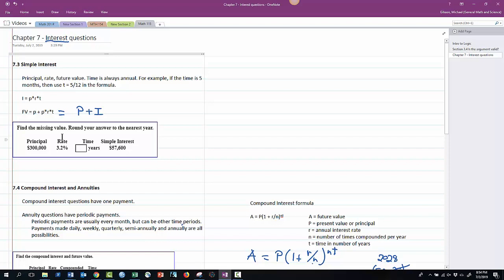All right, so here's a typical problem right here for the simple interest. It says find the missing value, round your answer to the nearest year. Really, in a way, all of the simple interest questions are like this. Some of them are a little more hidden. There are some word questions, but what it comes down to is, you look at the formula here again, I equals P times R times T. There are 4 variables. They're always going to tell you, somehow or other, 3 of them. You solve for the one you don't know. So in this case, for example, I equals PRT.